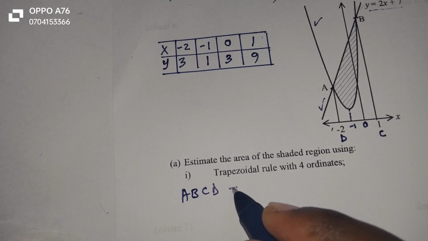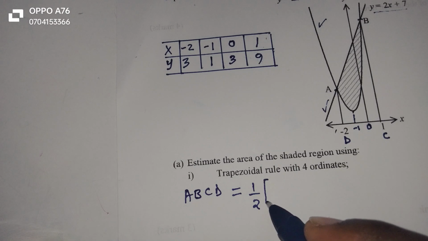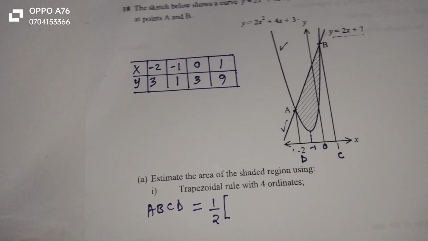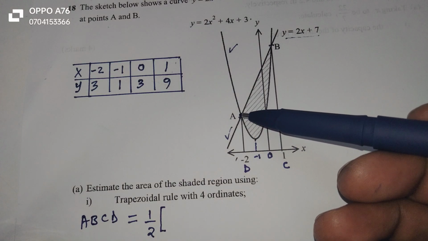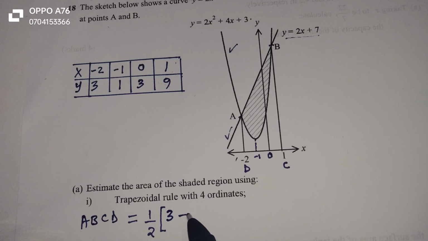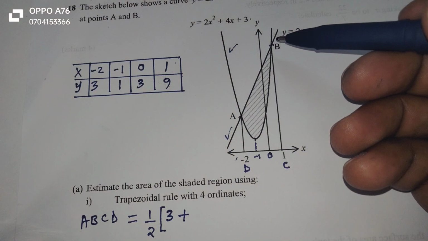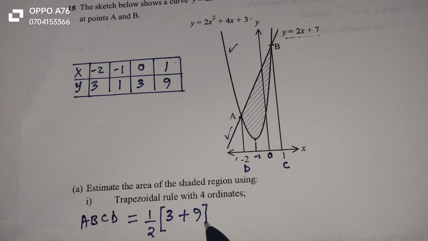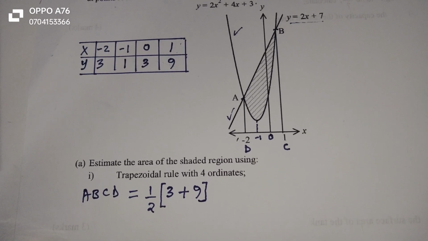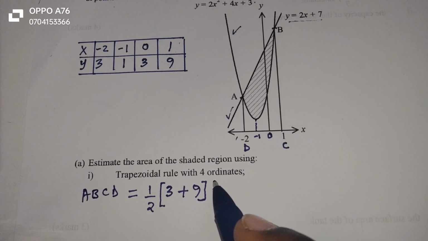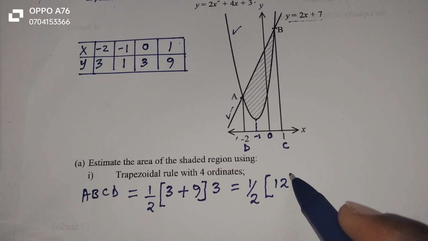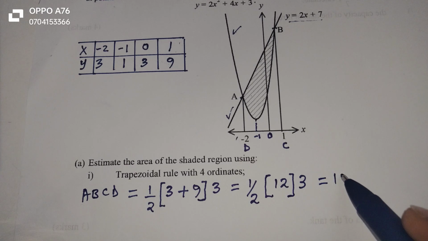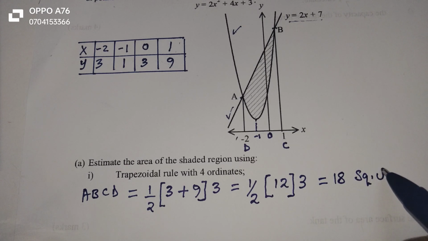For the trapezium A, B, C, D, we need half multiplied by the sum of the 2 parallel lines of this trapezium. At -2, the height up to A is going to be 3 units. Then at +1, the height to point B is going to be 9. Then we multiply by the height between the 2 parallel sides from -2 all the way to 1, which is 3 units. So this is half multiplied by 12 times 3, which is 18 square units. That's the area of the trapezium.